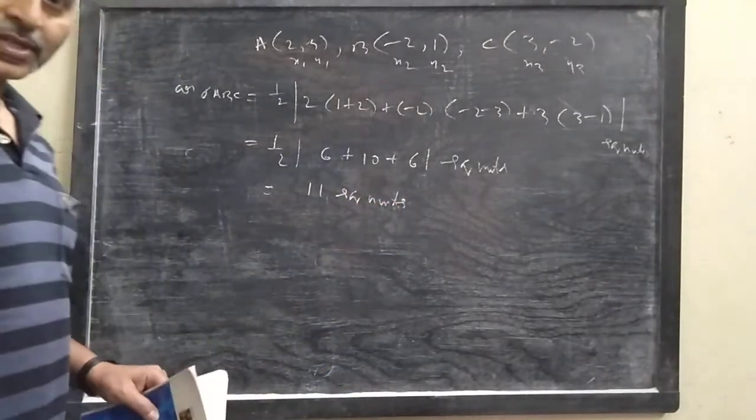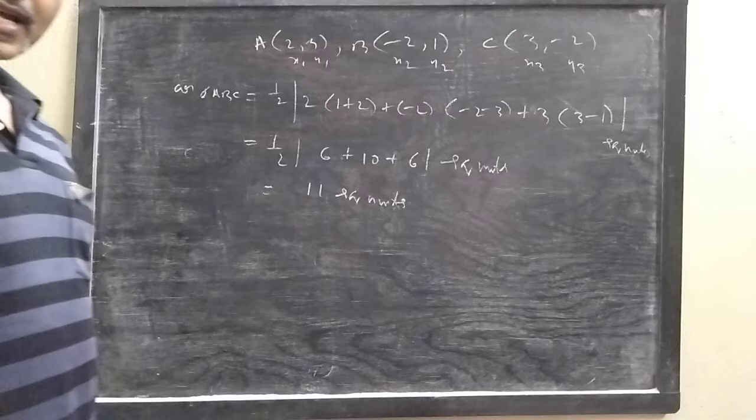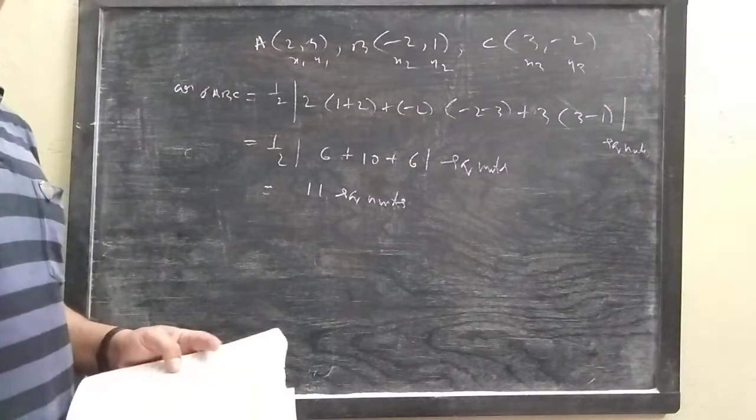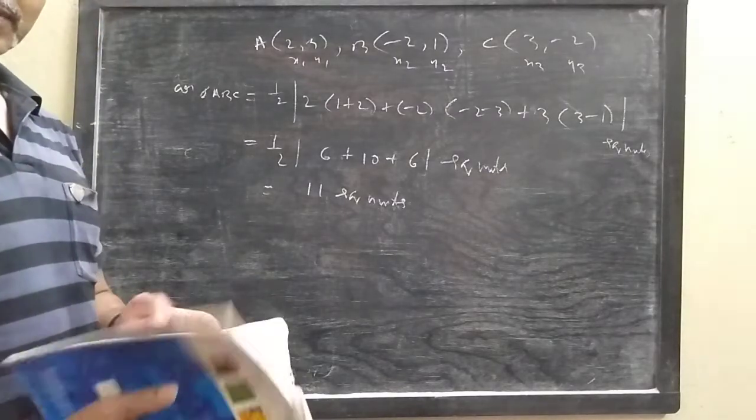This is the process of finding the area of a triangle whose three vertices are known, that is, the coordinates of the three vertices are known.